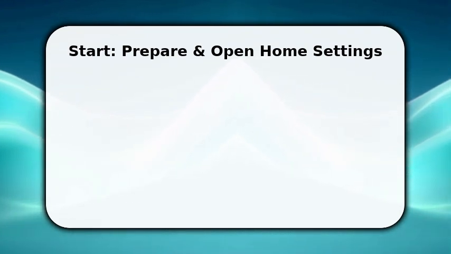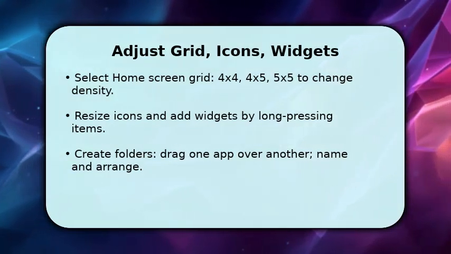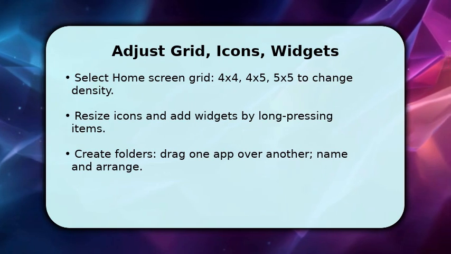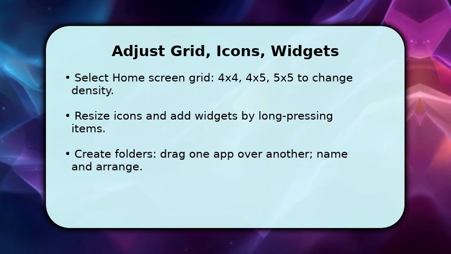Now you'll change density and organization. Tap home screen grid and choose 4x4, 4x5, or 5x5 to increase or decrease icon density. Higher numbers show more apps but reduce icon size.